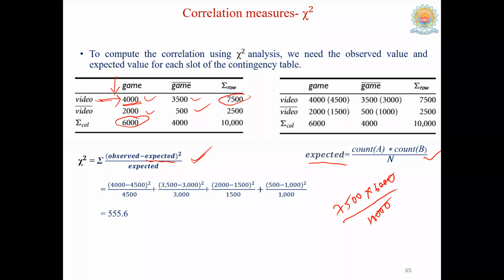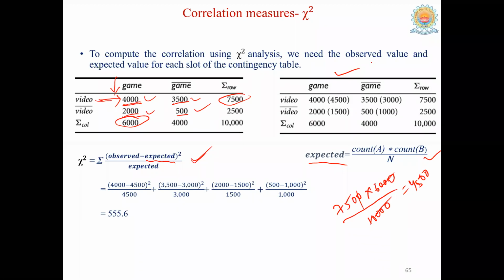So by doing this, count of A 6,000 into 7,500 by 10,000, you can get 4,500, which is nothing but the expected value. Like this, you need to find out the expected value for all of these. So here is the table consisting of the observed values along with the expected values, and from this second table, you can get the chi-square value.